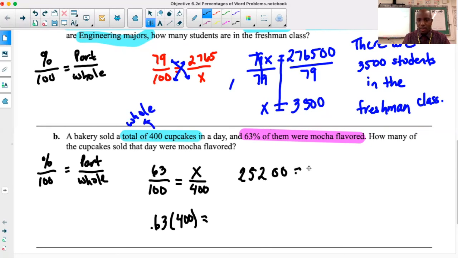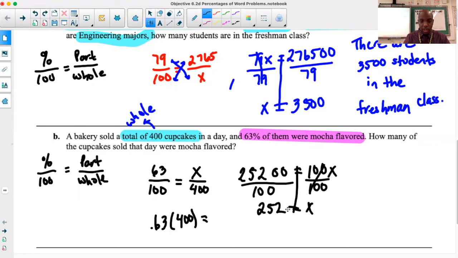25,200 is equal to 100x. I want to solve for x. I need to get rid of 100, so I divide both sides by 100. When I do so, I end up getting x is equal to 252. Okay. And once again, if you put in 0.63 and you multiply that by 400, you will also get 252.